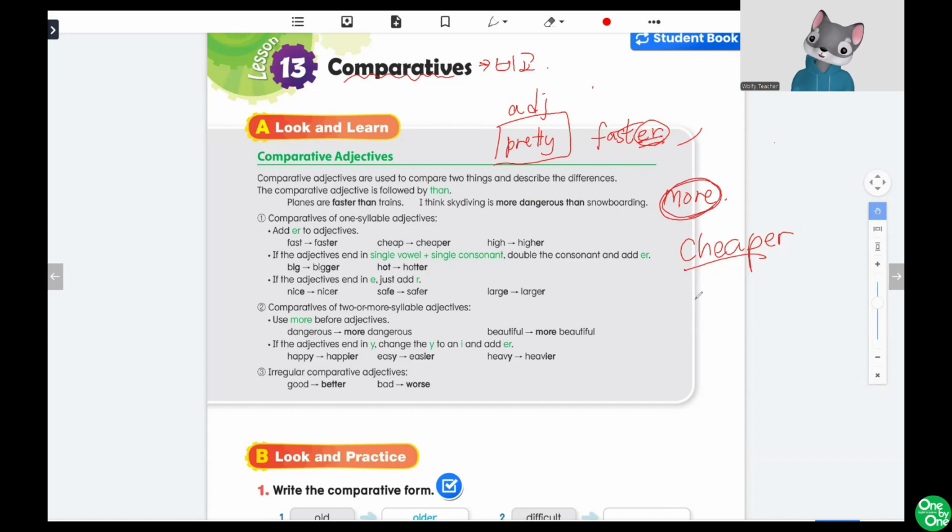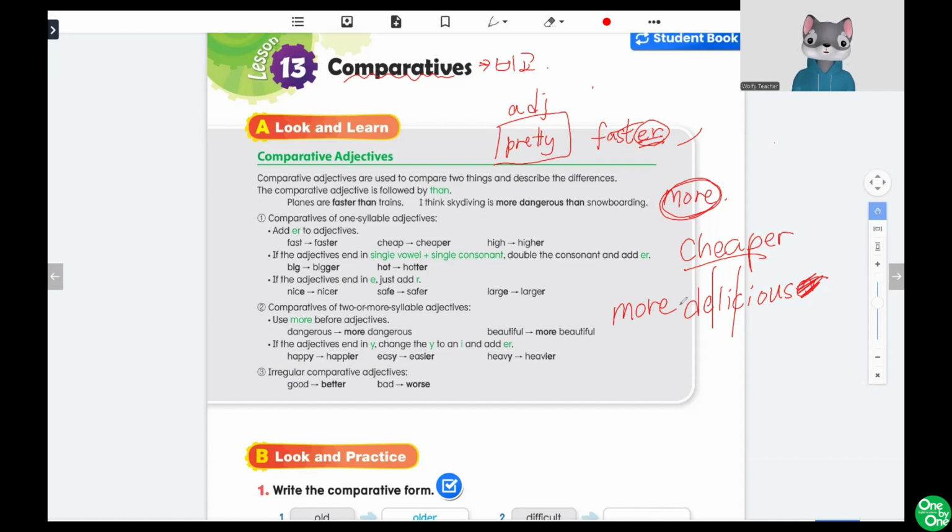So an example could be delicious. Can I use deliciouser? No, of course we can't. We shouldn't put this because it's more than one or two syllables. So delicious, delicious. Okay, there's 3 syllables in total. So in total, what do we need to use in the beginning of that word? We need to add the word more. It's more delicious. We can't say deliciouser. There is no such word. It's more delicious. Do you understand?